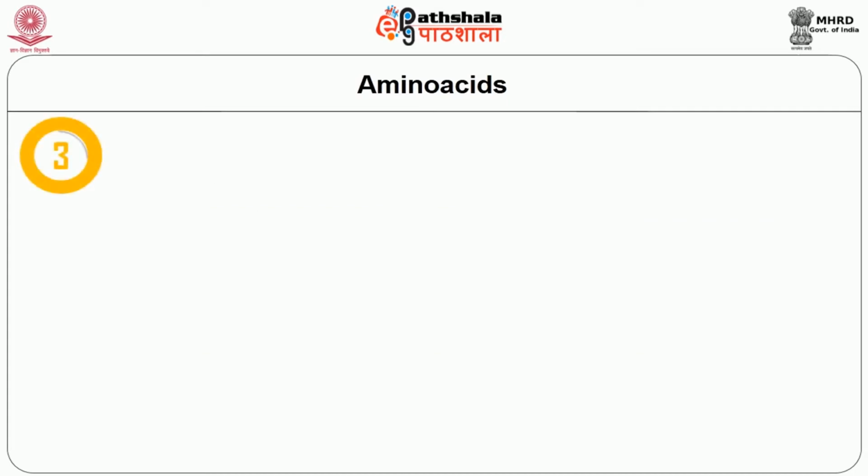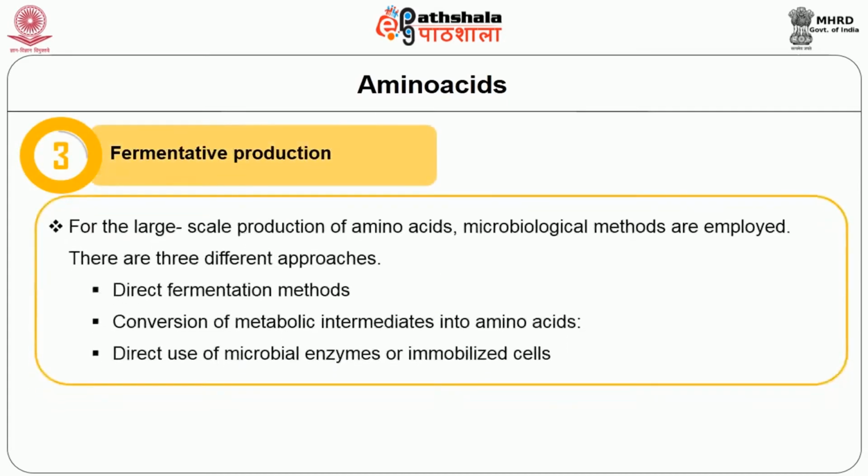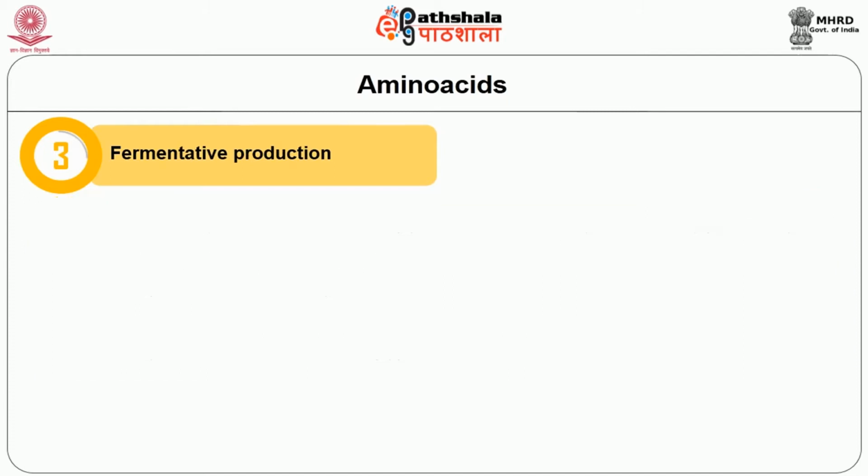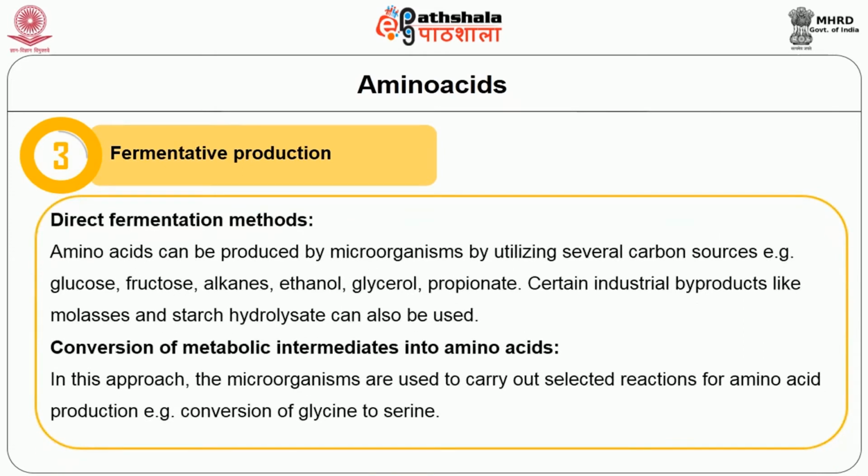Let's see the fermentative production. For the large scale production of amino acids, microbiological methods are employed, and here again there are three different approaches. The first one, direct fermentation methods.